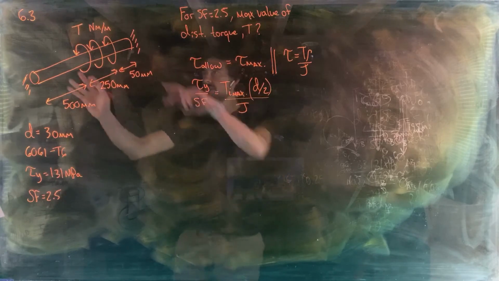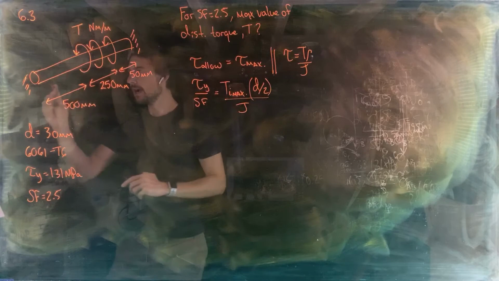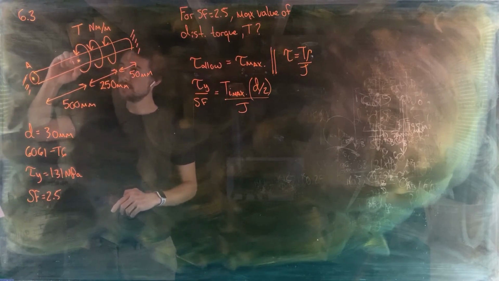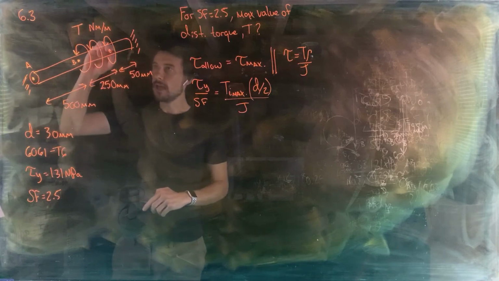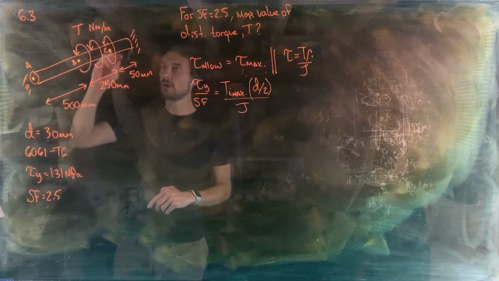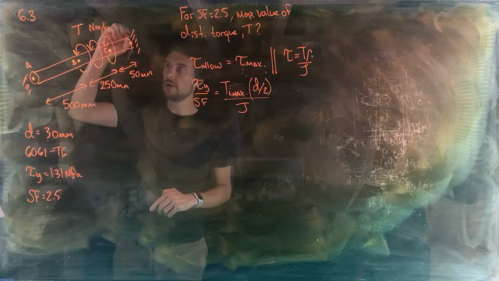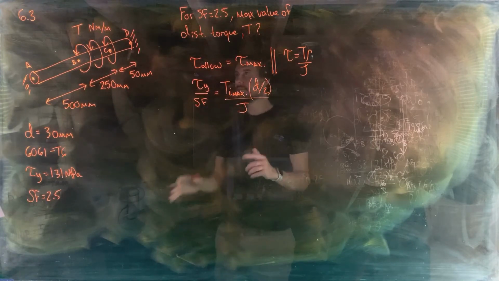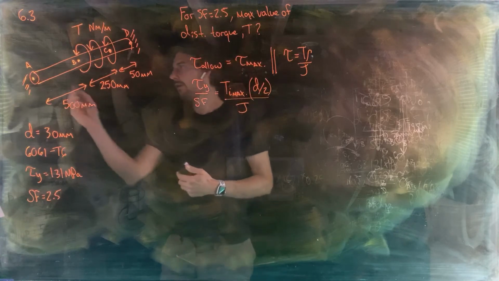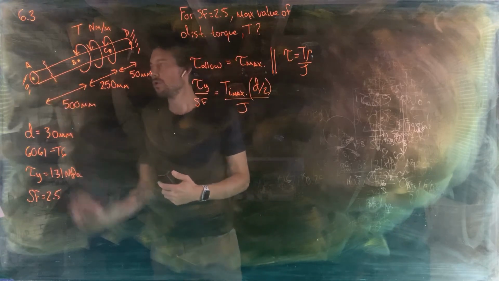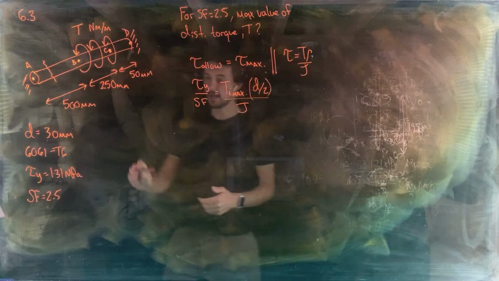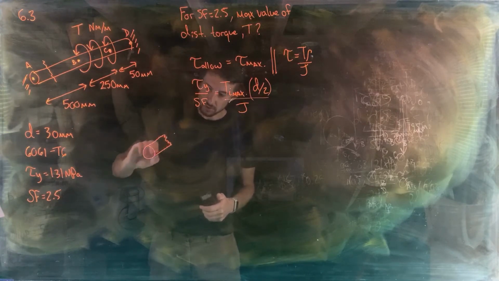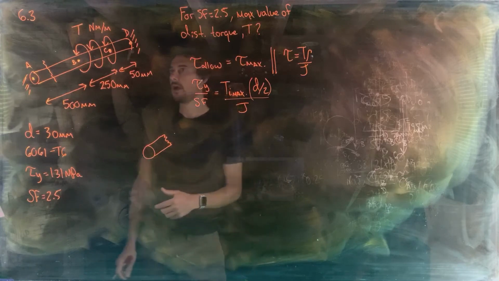So let's do some labeling on this diagram first of all. So let's call this point A, and then the start of the distributed torque point B, the end of the distributed torque point C, and the wall on the other side point D. Okay. So in terms of looking at internal torques, we could look at the internal torque between A and B.